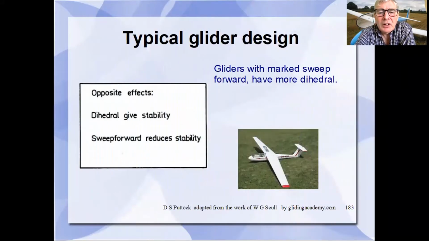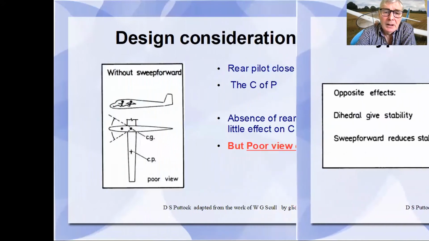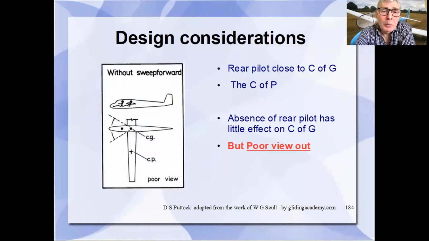So gliders with a marked sweep forward have generally got more dihedral, and the dihedral is giving stability to the glider, and the sweep forward is reducing the stability, and to a large extent these two factors are working in opposition to each other. So you've got to ask, why did the designer even think about using a swept forward wing? Well, the reason is quite a practical one.